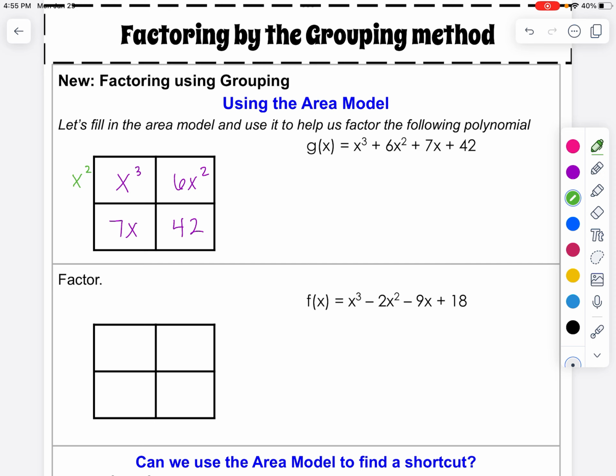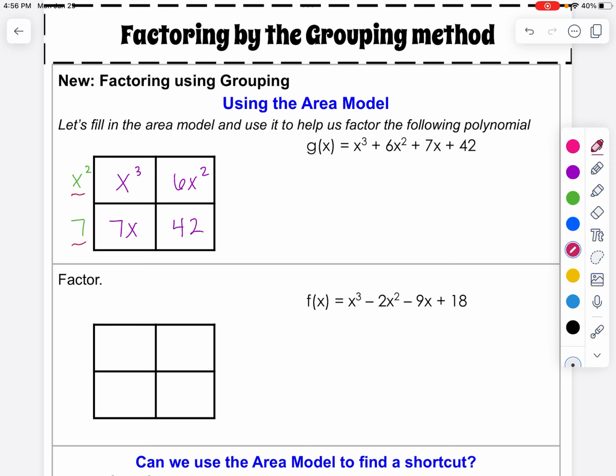All right, let's try the same thing with the second row. How about 7x and 42? What's the greatest common factor between 7x and 42? And if you said 7, you would be right. We could factor out a 7 here because 7x is divisible by 7 and 42 is divisible by 7. Now, to figure out the top piece, you can also factor out a GCF, or you can use what we just found on the side to figure out what goes on top.